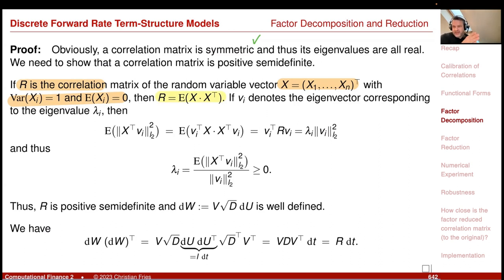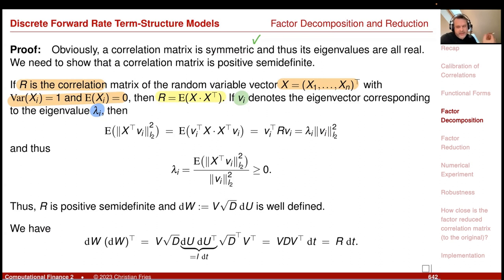So X times X transpose means that every element of the vector X is multiplied with every other element of the vector X, and this builds a matrix. Xi times Xj, so I take the expectation of Xi times Xj. And that's just the rho ij, since this is the covariance because the expectation is zero, and it is the correlation because the variance is one. Now let vi denote an eigenvector of my correlation matrix as before, and lambda i the corresponding eigenvalue.